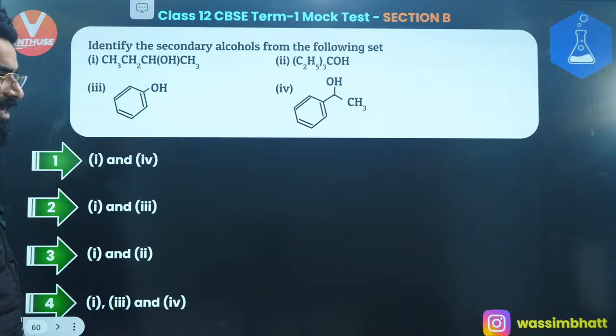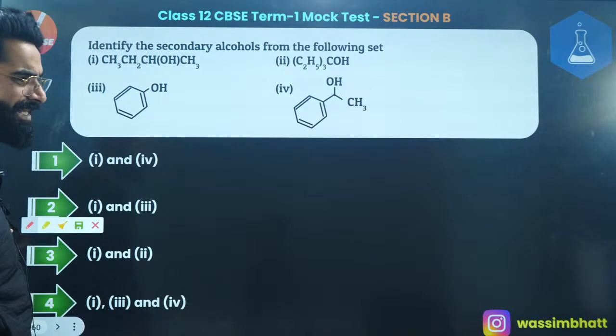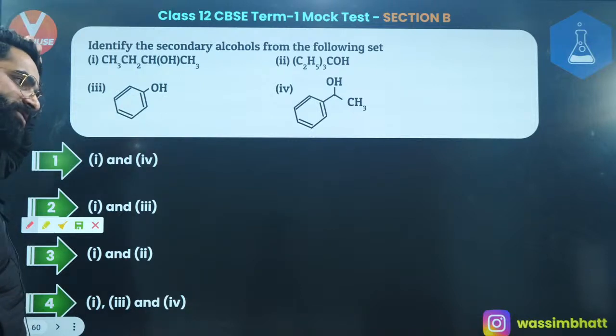I want answers in the chats. I'm looking at your chats only. Fast. I can see a lot of people are coming with option 1, option B. Option 1 and option D. Is that right? Let's check it out.